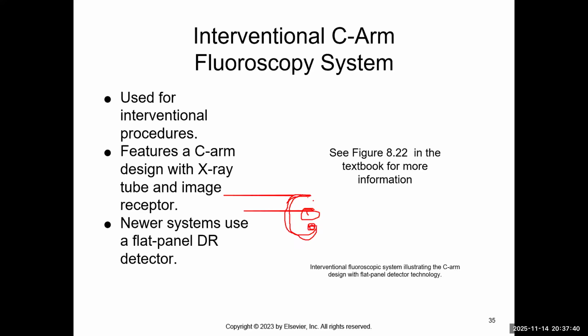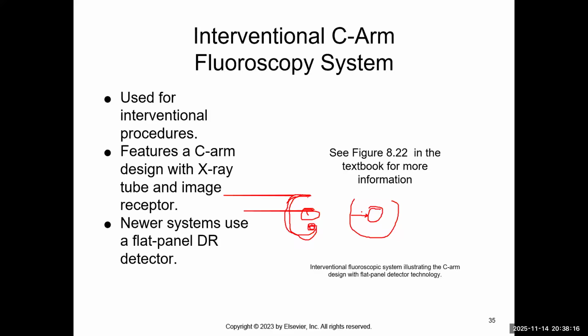Now, to get the lateral images, we would need to turn the C to where it looks like this, and the patient is in the center. So now the x-rays are coming in from the side of the patient. We call it a C-arm because it just looks like a C. But again, it's capable of fluoro, and it's also capable of regular static images. The newer systems, instead of having the image intensifier, are using flat panel detectors.